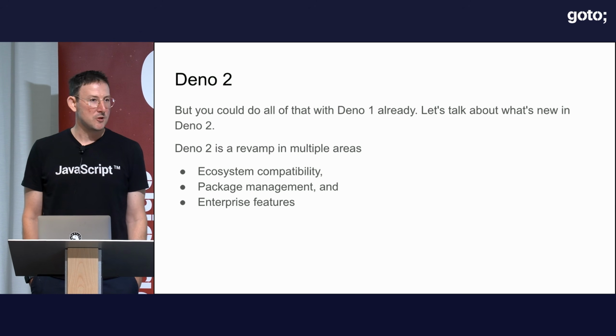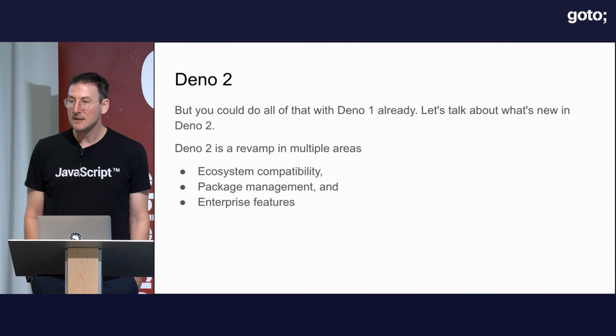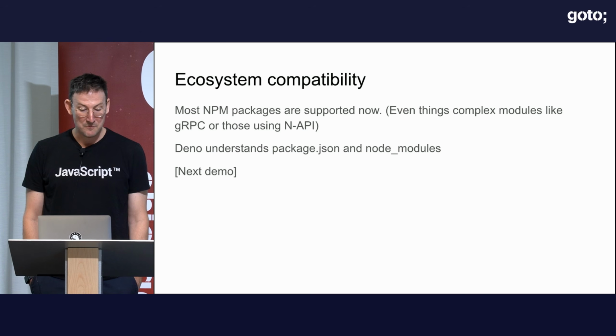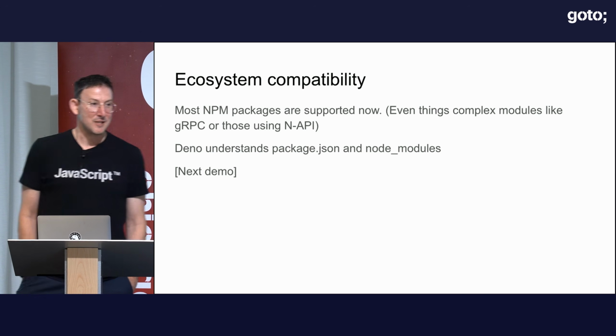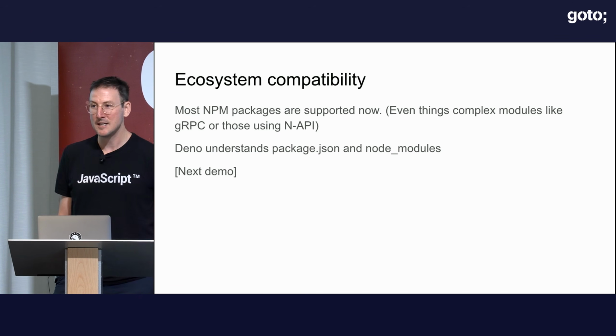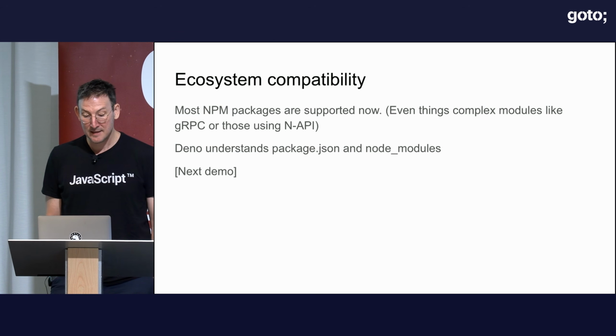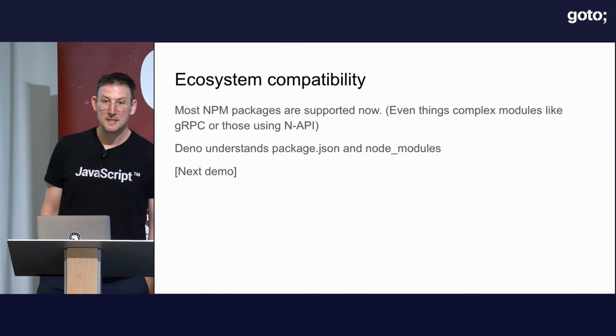So most of those things you could do in Deno 1 already. Let's talk about what's new in Deno 2. Deno 2 is a revamp in 3 main areas: ecosystem compatibility, particularly with the NPM ecosystem, package management, and various enterprise features that we kind of learned about from talking to companies. So Deno originally was pretty disjoint from the Node NPM ecosystem. And that has changed pretty radically over the last couple of years.